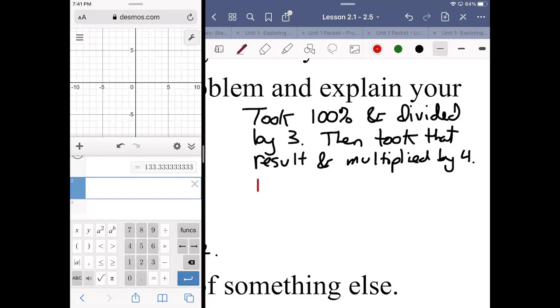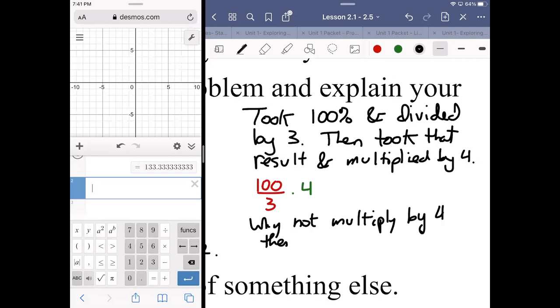Symbolically, what that would be is 100 divided by 3, so as a fraction, and then that result multiplied by 4. All right, so then the natural question would be, did I have to do it in that order? So what I would say is, why not multiply by 4, then divide by 3? You have to be careful about order of operations, but in this case, it'll actually play out, because when you're multiplying fractions, you multiply top by top and bottom by bottom. So I could take the 100, multiply it by 4, and get 400. The 3, multiply it by 1, and get 3.